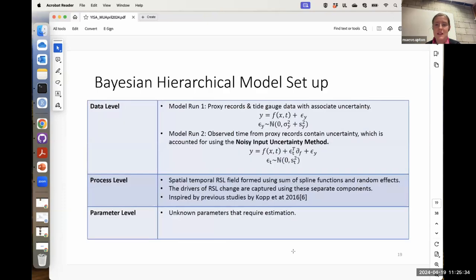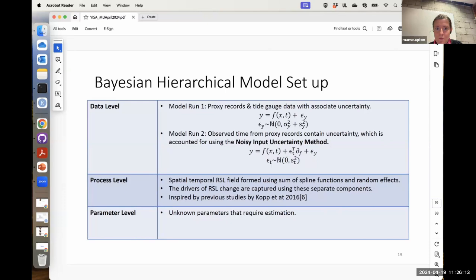So let's give a brief summary of what I've talked about for the Bayesian hierarchical setup. We have this model run 1, which is using your proxy records and your tide gauges with this associated uncertainty in the response. So you have your sigma y, which is your model residuals, and then you have your sy, which is the observed uncertainty that we had with relative sea level. Then we rerun the model after calculating this corrective variance term, and then we are able to incorporate the unknown uncertainties for our observations in time. So that would be our data level.